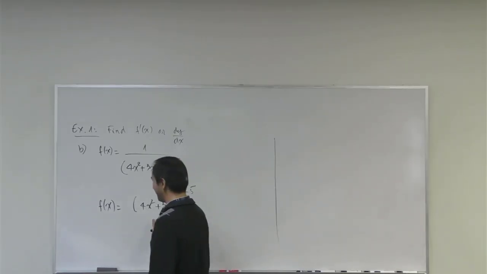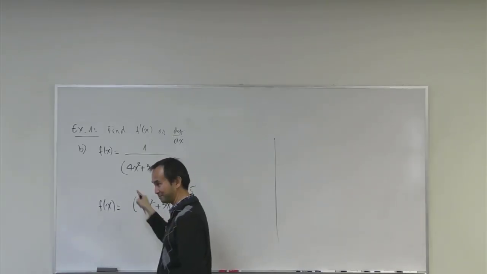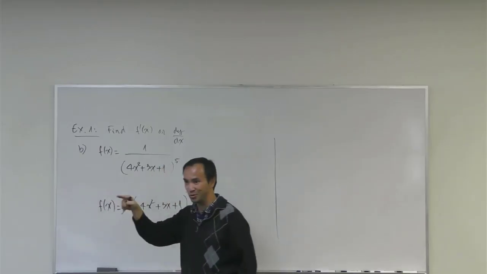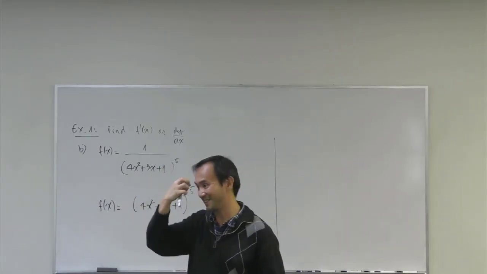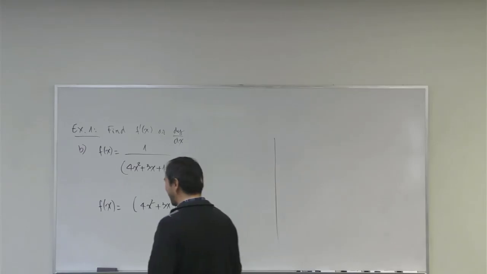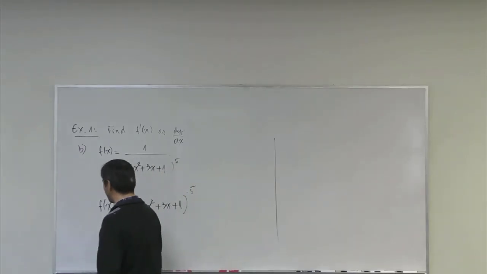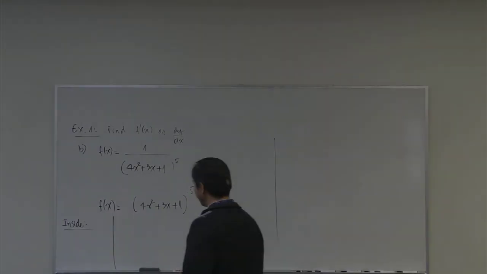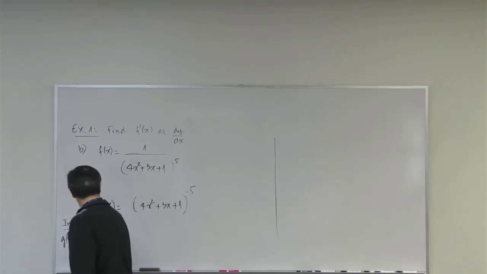But now from here it helps us better decide who's the inside and who's the outside. See what I'm saying? So why don't you guys rely on your own natural sense then? What do you suggest to be the inside? Anyone? Yeah? g of x equals 4x squared plus 3x plus 1. There you go. So g of x is suggested, right?